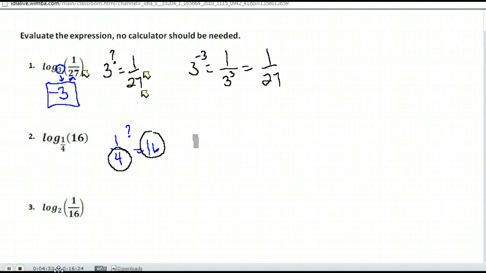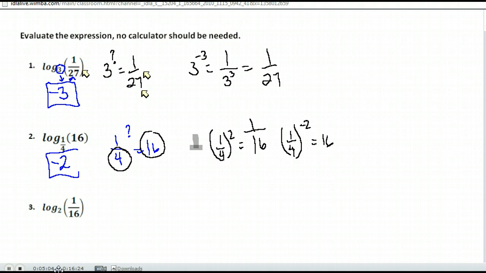Okay, but if we try that, let's say we tried 2. 1/4 squared is 1/16. We don't want 1/16, we want 16. So what we would say is, okay, well then it must have been a negative power. 1/4 to the -2, remember, would invert our fraction, and that would give us 16. So our answer here, 1/4 to what power is 16? 1/4 to the -2 power is 16.